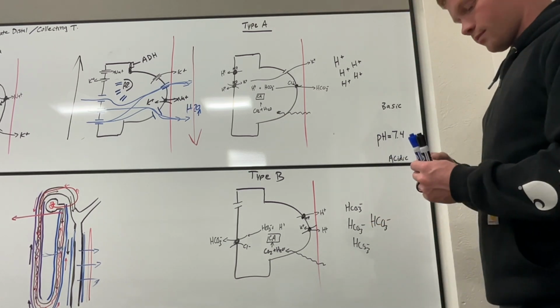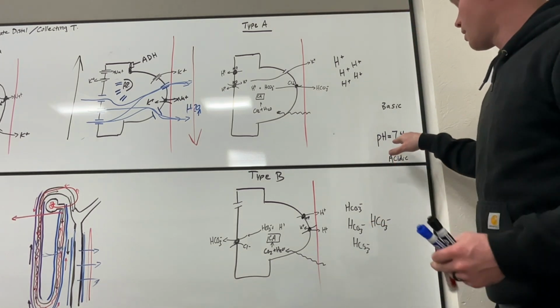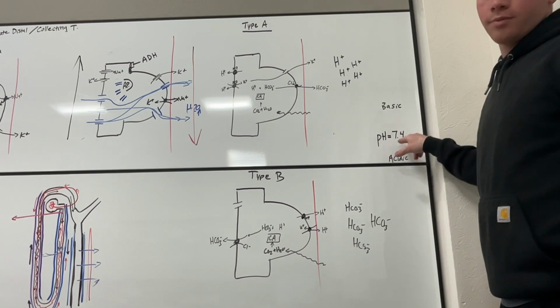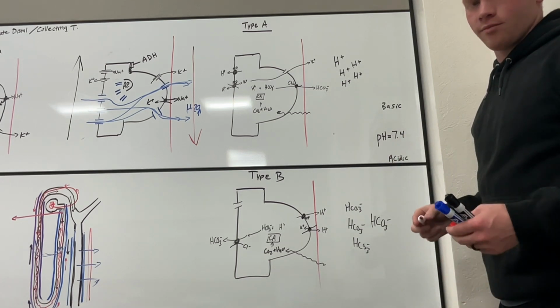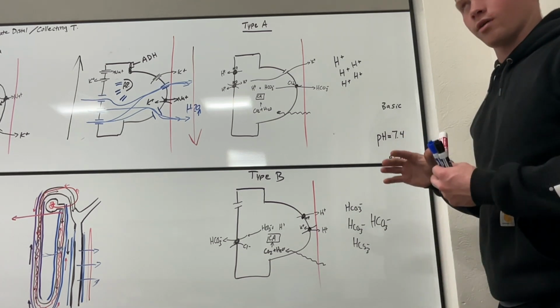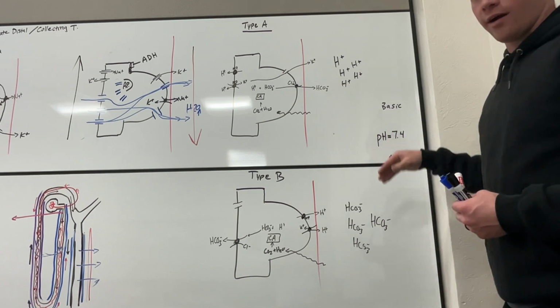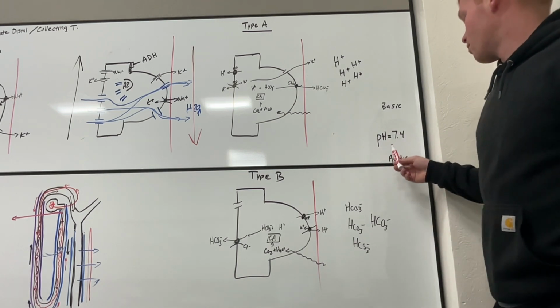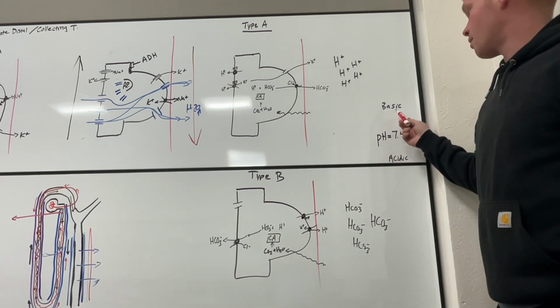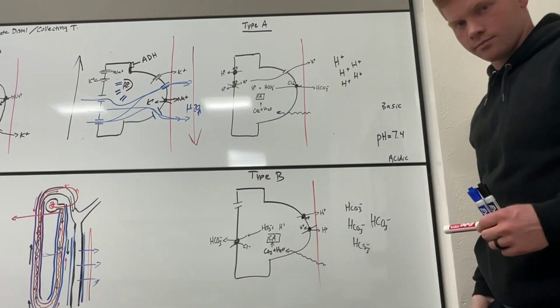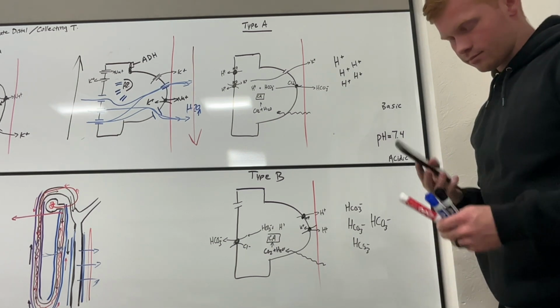But what really is cool is what happens here. First we're going to talk about pH. Normal pH for a human, I think, is 7.4. That's the healthy, that's where you want to be. Probably a little bit of variance, but really not much. But if we're higher than that, we become basic, alkalosis.